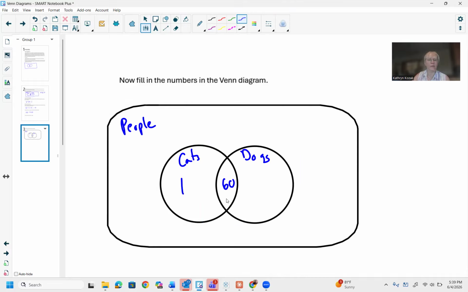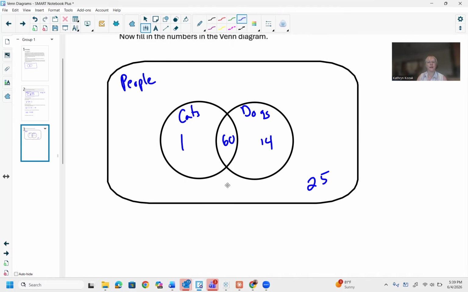And there's 1 that just owns a cat. There's 14 who just own a dog. Oh, no, there are 14 that just own a dog. Sorry about that. And there are 25 people who own neither. And there's your Venn diagram. And now you can find any other probabilities you might want to find.